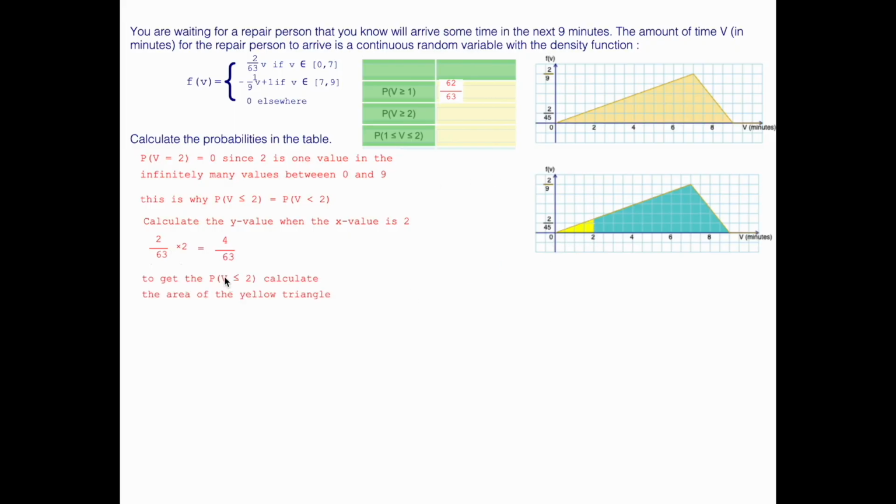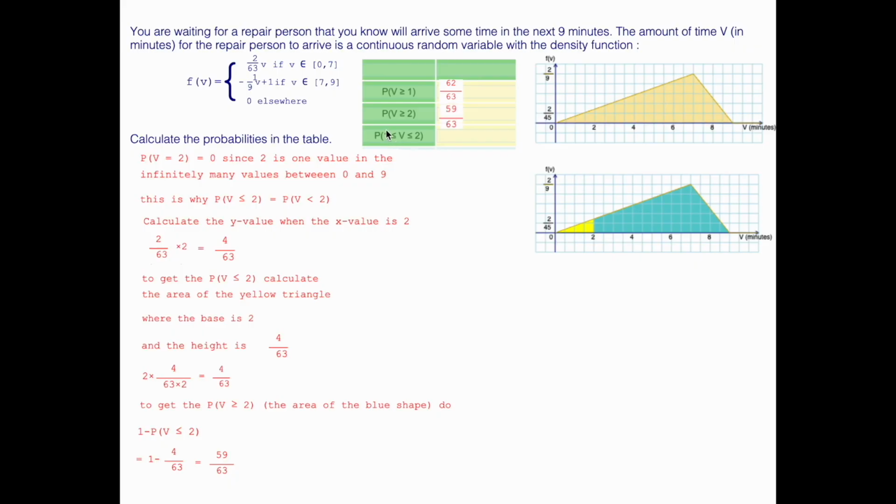To get the probability that v is less than or equal to 2, we're going to calculate the area of the yellow triangle, where the base is 2 and the height is 4 out of 63. We have 2 times 4 out of 63 divided by 2, which gives us 4 out of 63, which doesn't reduce. Then, to get the probability that v is greater than 2, that's the blue region we're after, we do 1 minus the probability that v is less than or equal to 2, which is 1 minus 4 out of 63. That gives us 59 on 63. And I'm just going to put that up here.